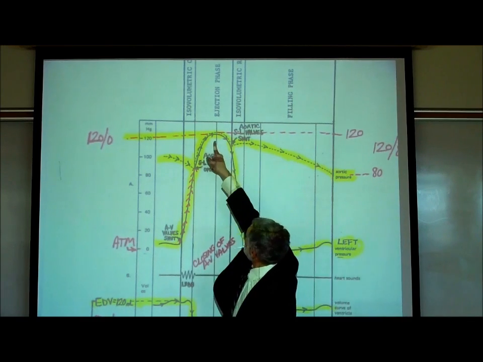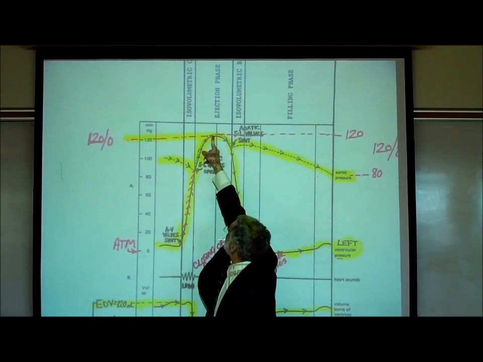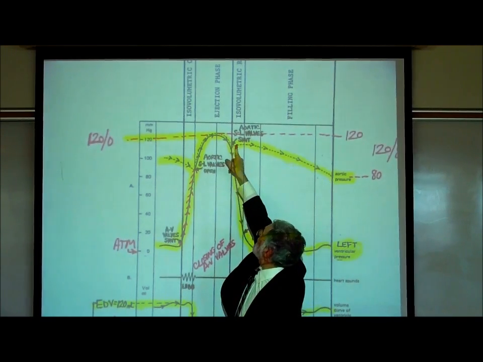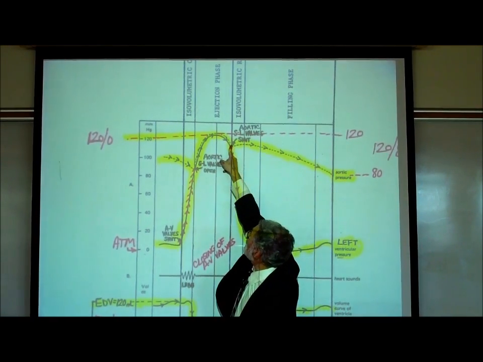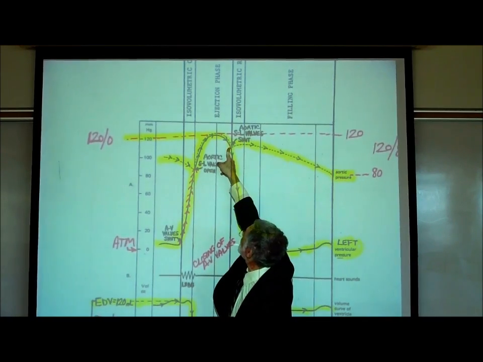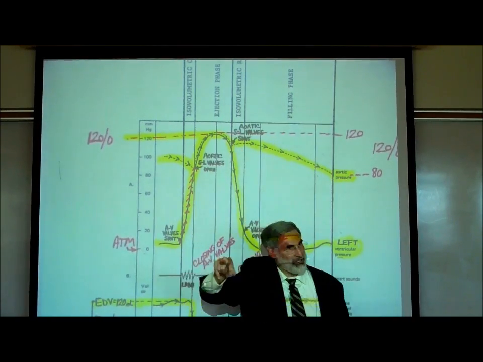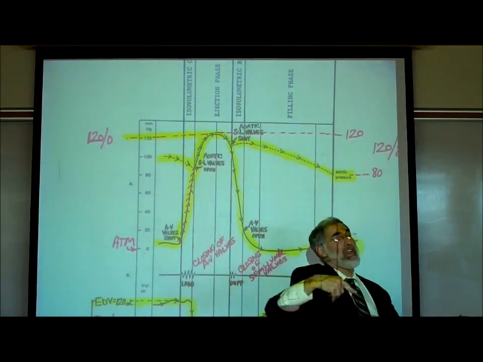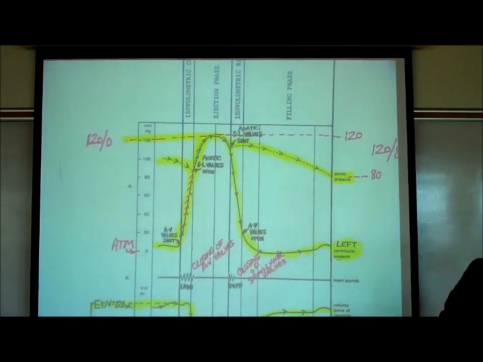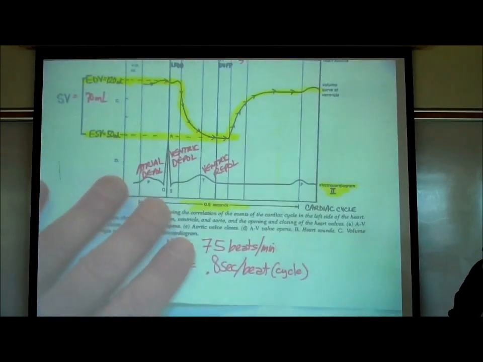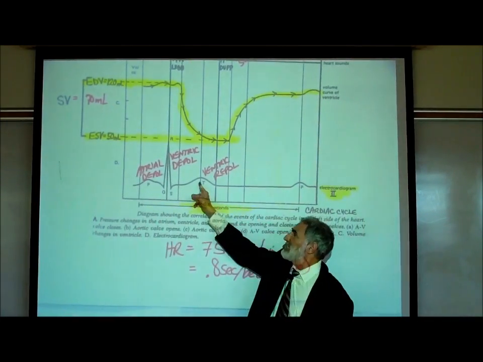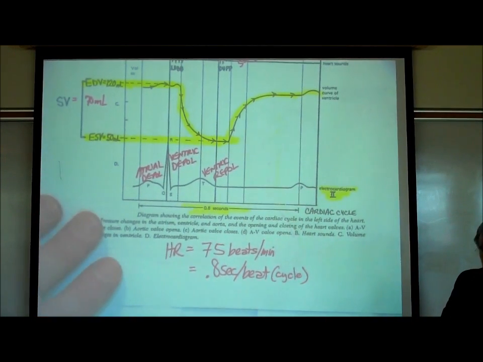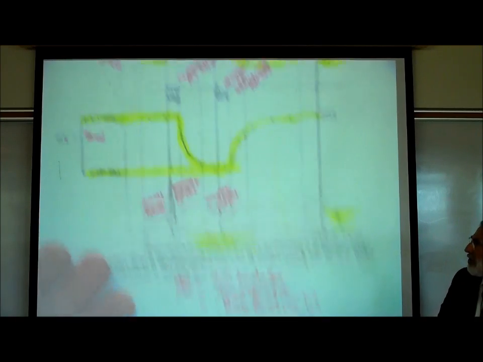Now, you'll notice that it reached a high of 120, and interestingly, the pressure started to drop. But the ejection phase technically does not end until that aortic valve shuts. Now, why did the pressure start to go down even before that aortic valve shut? We can explain that by looking down at the electrocardiogram. Look at the T wave. What does the T wave represent? Ventricular repolarization. The ventricles are repolarizing.